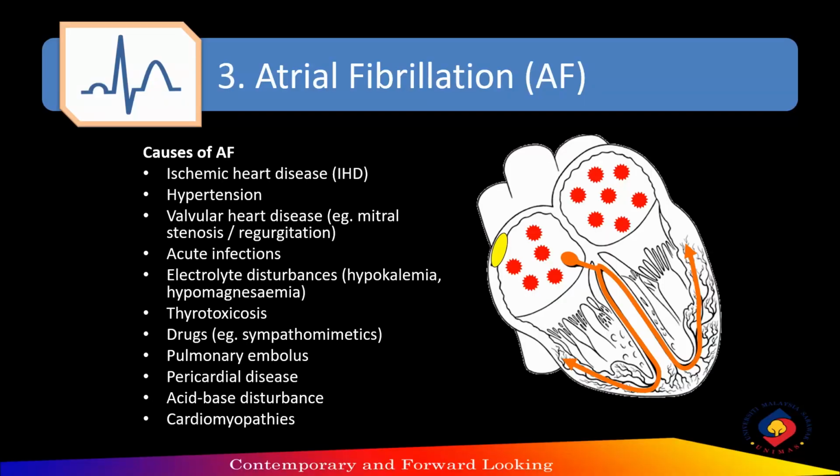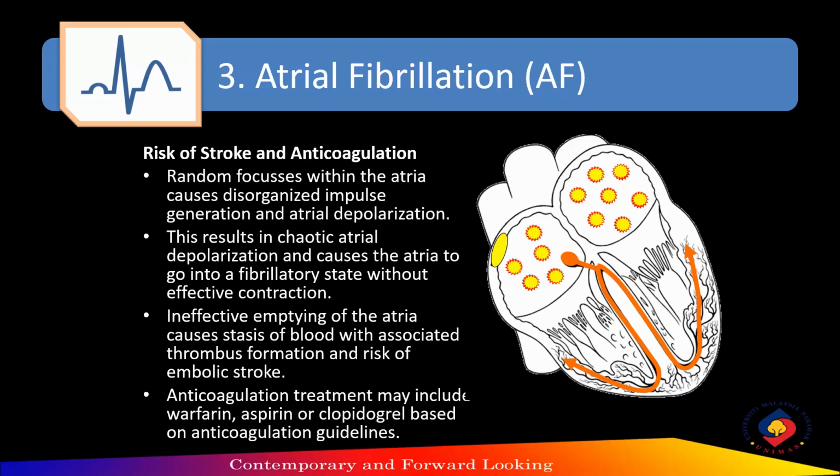Causes of AF may include ischemic heart diseases, hypertension, valvular heart diseases, acute infections, electrolyte disturbances, especially hypokalemia and hypomagnesemia, thyrotoxicosis, some drugs, pulmonary embolus, pericardial disease, acid-base disturbance, and cardiomyopathies. A fast AF or a new onset AF is considered a medical emergency and should be reported immediately.